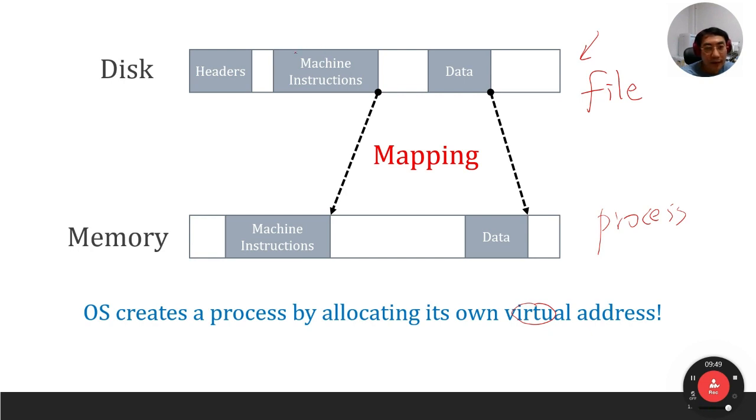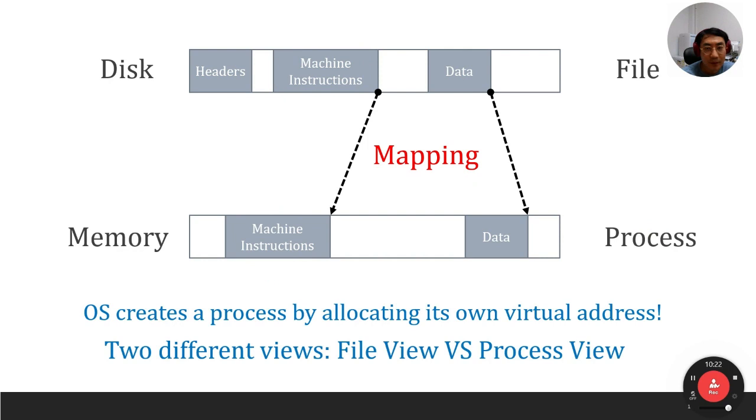Here as a file, there is a specific region for machine instructions, and when a process is generated in memory, we have a specific region for these machine instructions as well. And this process is called mapping. And with this mapping, as a file and as a process, we have totally different views. Let's look at this.